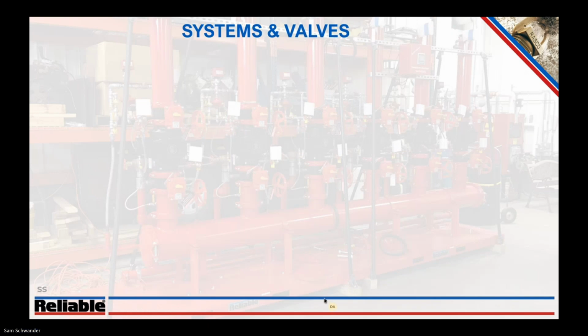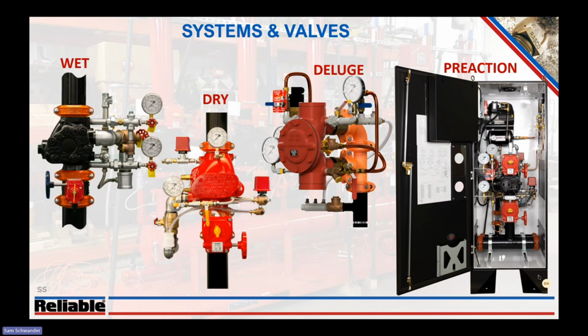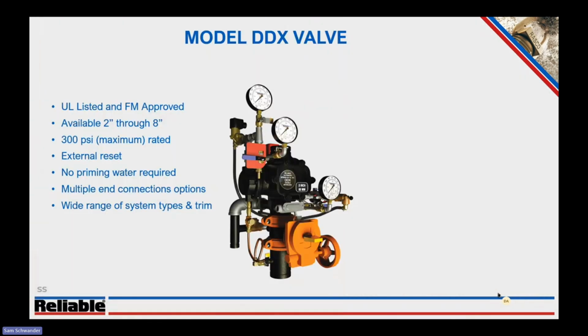So now that we've done an overview of foam and the foam systems, I want to get into a little more detail with the systems that we'll see and the types of valves that we use for these systems. So, talking about fire sprinkler systems, we can do foam systems with wet systems, dry pipe systems, deluge, and pre-action. Any type of fire sprinkler system that we're used to, we can support with foam. And again, we're mostly going to be focusing on bladder tank systems in this presentation.